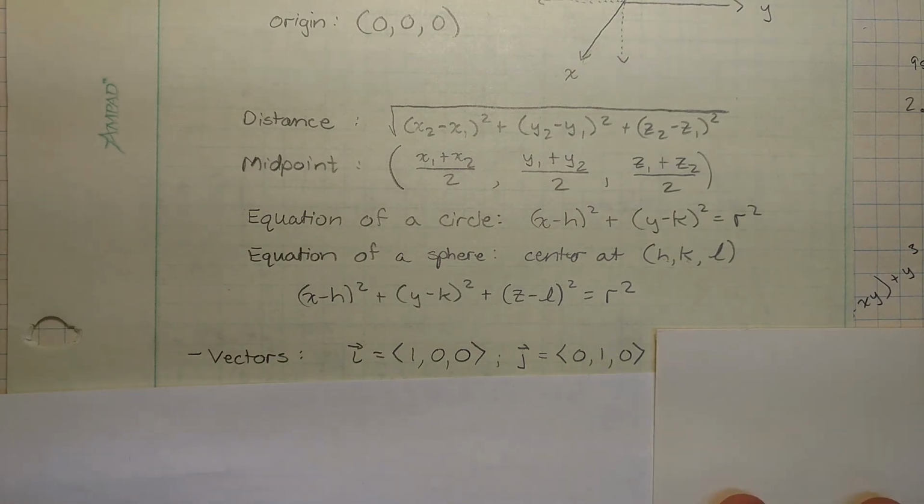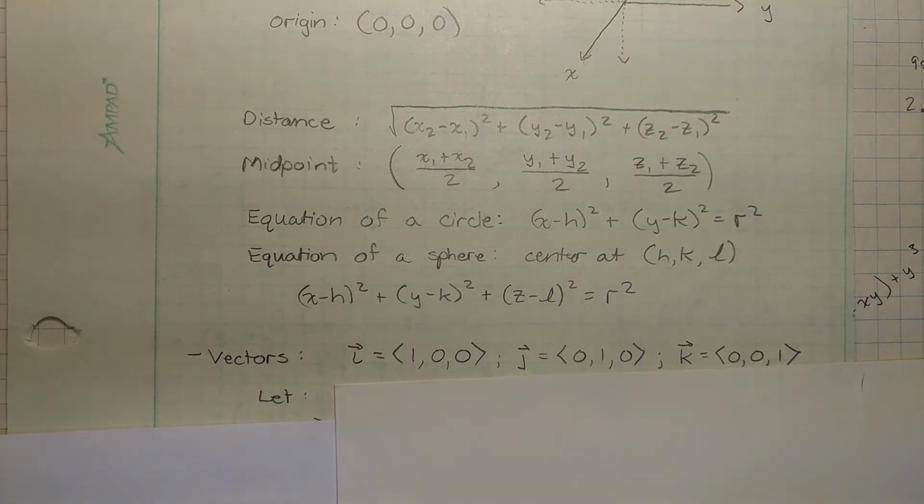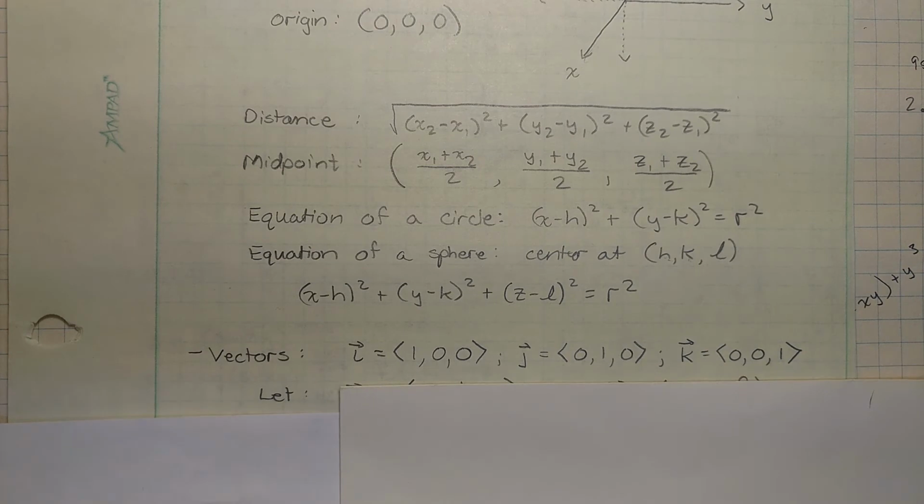And now, because we're in 3 dimensions, we must add a vector k, which is 1 in the positive z direction, or 0, 0, 1. So those are what we call our standard unit vectors in 3 dimensions. So let's just look at how we're going to apply this to vectors.